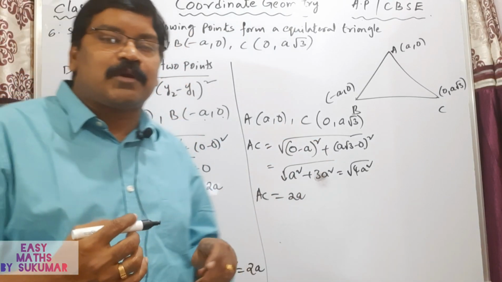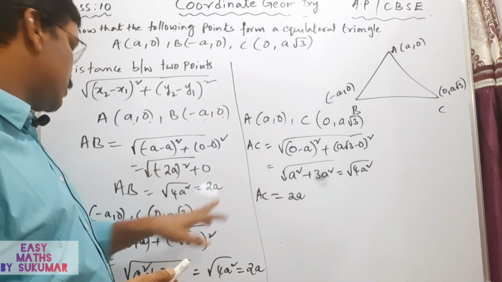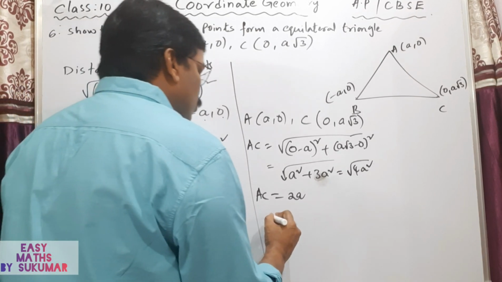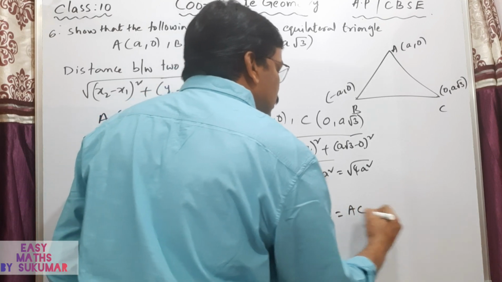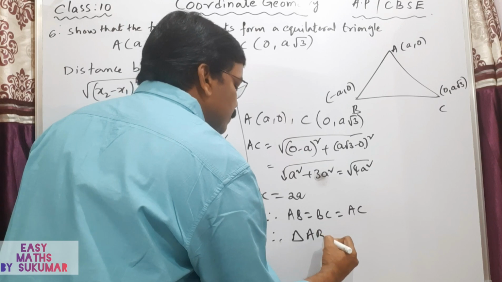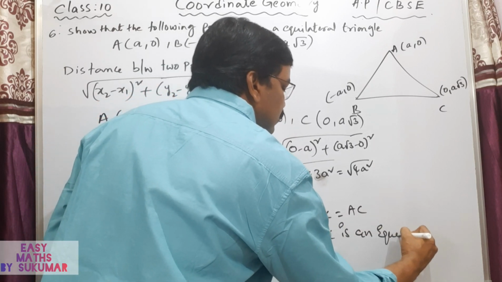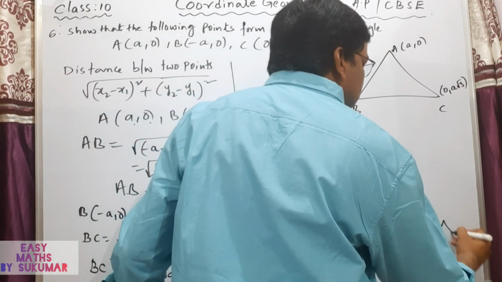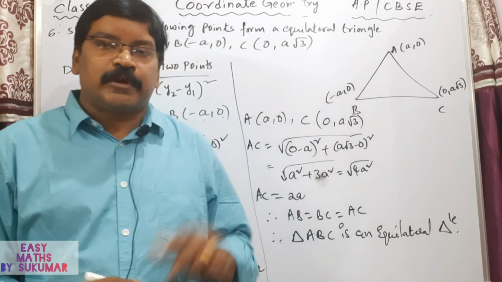So my dear students, what you observe here? The length of AB, BC and AC. AB is 2A, BC is 2A, AC is also 2A units. Therefore, our conclusion here is AB, BC, CA or AC all are equal. Therefore, triangle ABC is an equilateral triangle. This is an equilateral triangle. Okay students, I hope you understand this question.